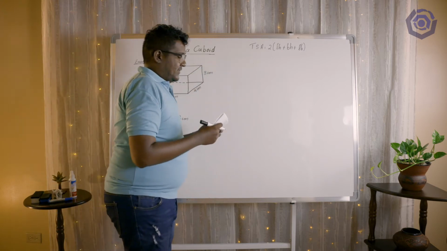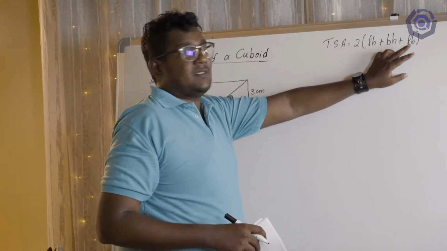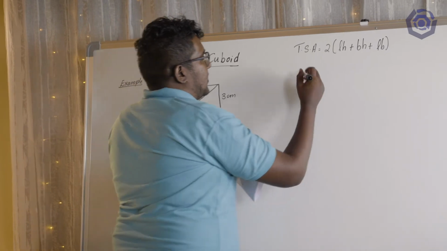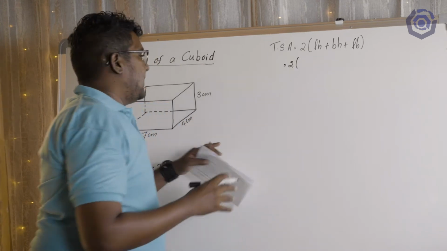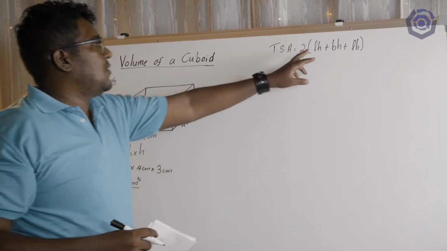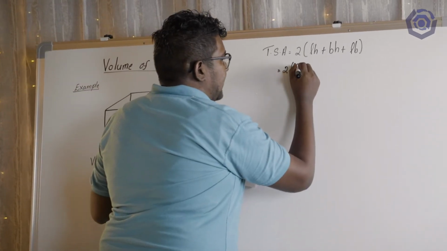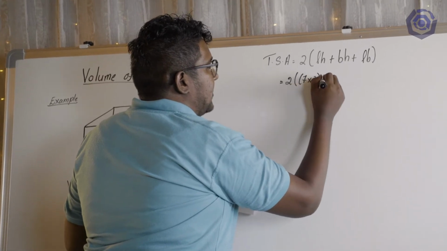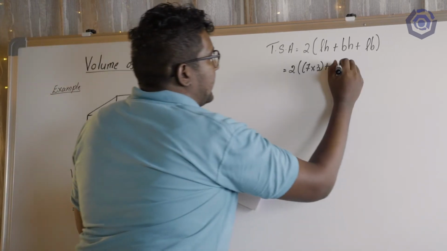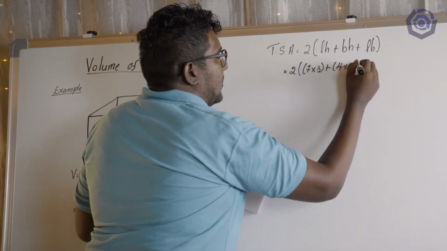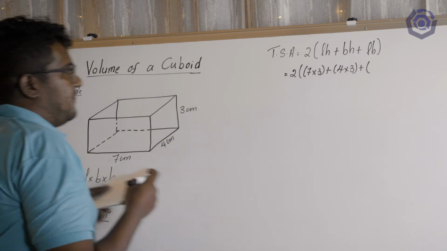Now let's go to the total surface area. So the total surface area is equal to 2 into LH plus BH plus LB. Let's start substituting our values. This is going to be 2 open bracket. Let's leave out our units and just work with the numbers. So LH would be 7 times 3. So the first part would be 7 multiplied by 3, plus BH, which is 4 times 3, plus LB, which is 7 times 4.